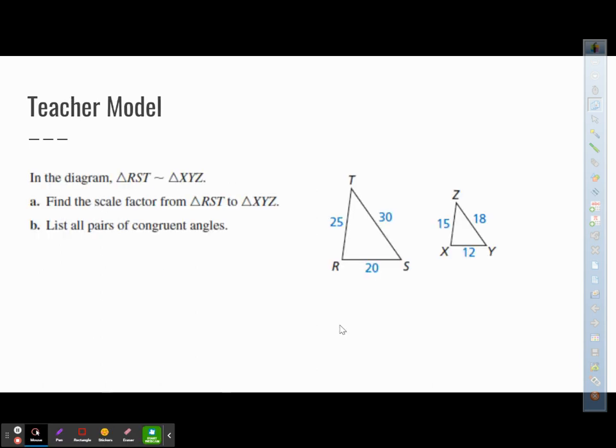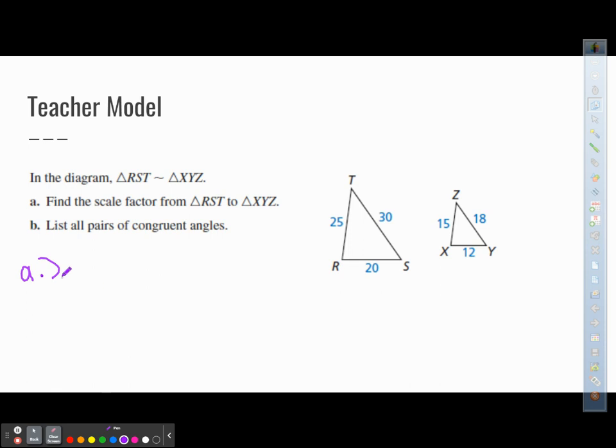All right. It says, in the diagram, triangle RST is similar to triangle XYZ. Part A, find the scale factor from triangle RST to triangle XYZ. Okay, so to do the scale factor, you're comparing the side lengths. Some people make you do all 3 to make sure they're all the same. It already tells me that it's similar, so I'm only going to have you do 1.